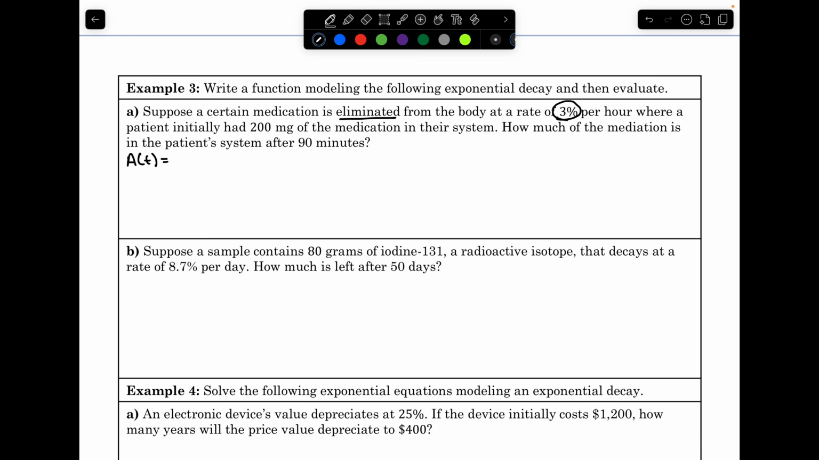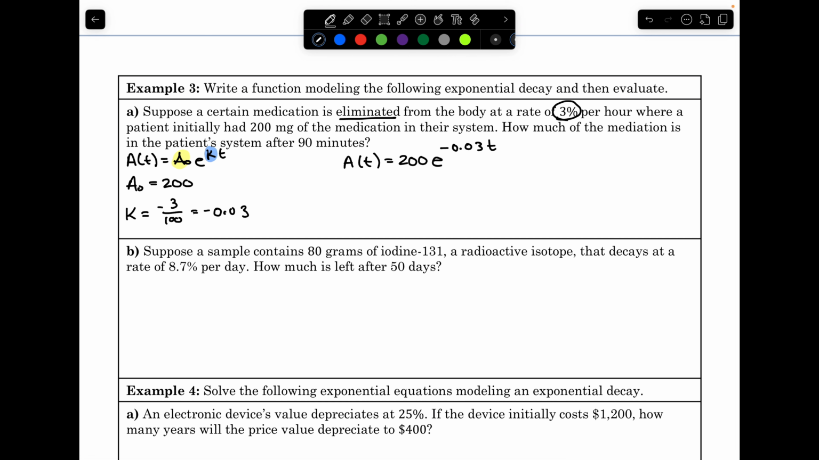So for A of t, the setup is to identify the initial value and the constant of decay. We're starting off with 200 milligrams, and our k value is negative 3%, so negative 3 out of 100, which is negative 0.03. That's the only difference: we're now simply using a negative number for k. So our model would be A of t equals 200 e to the negative 0.03 times t.